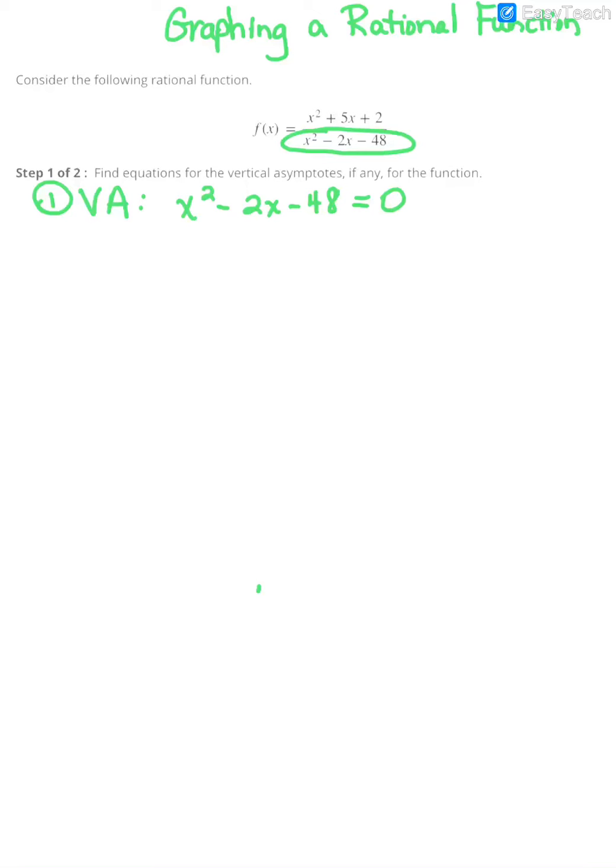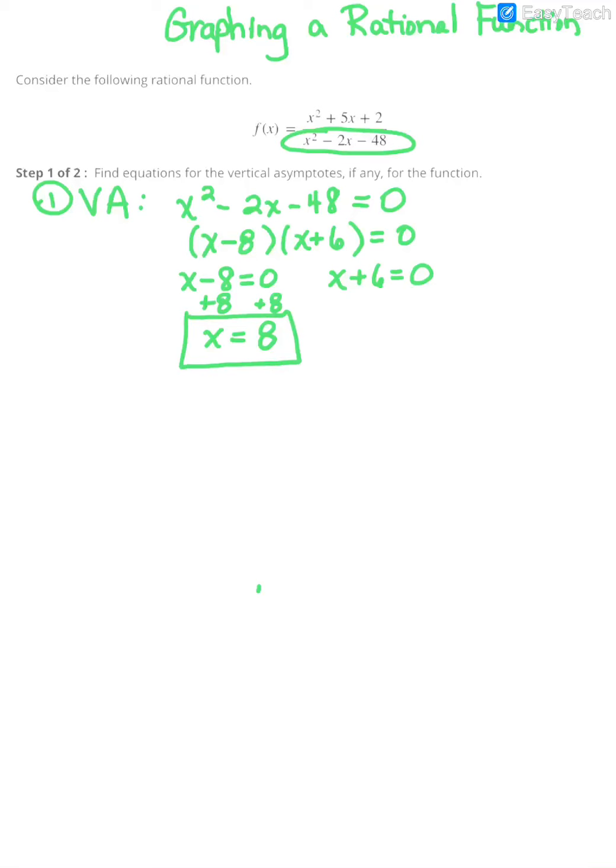In this case, because I have a quadratic, in order to solve a quadratic, I must try to factor it first. My factors will be x minus 8 times x plus 6, and then I will individually set each factor equal to 0 so that I can solve. So you'll notice this particular function is going to have two separate vertical asymptotes: x equals positive 8 and x is equal to negative 6.